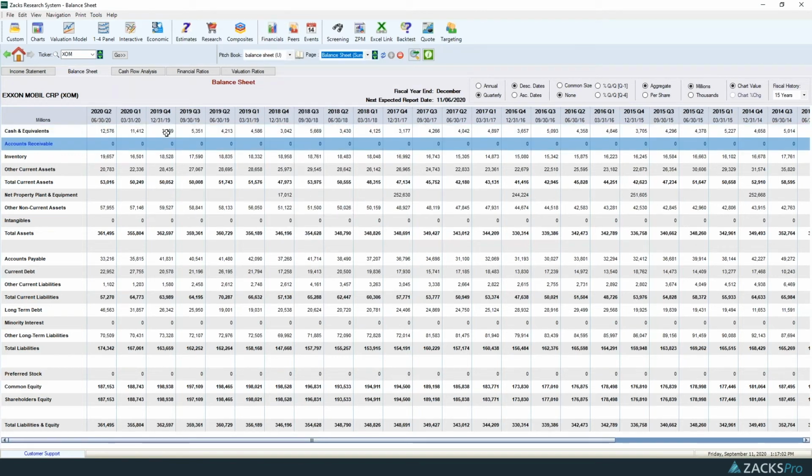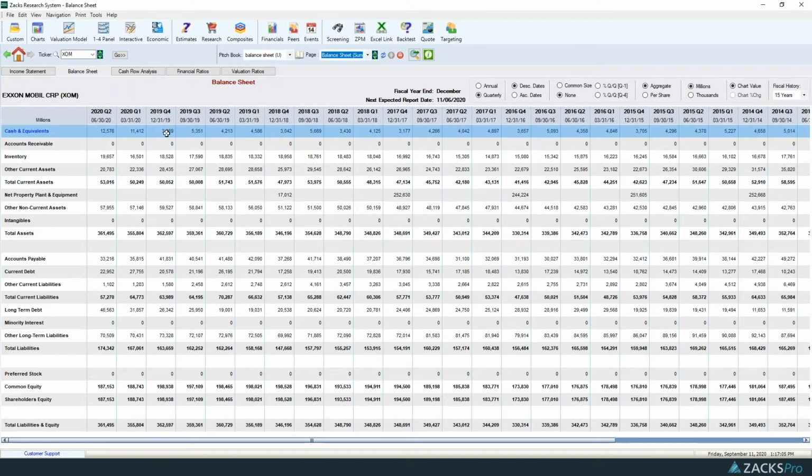And you can see here that if you go back to Q4, right? Like if we were to back out to the very beginning of the pre-COVID, or right before COVID started, you can see that Exxon had a cash balance of about $3 billion.